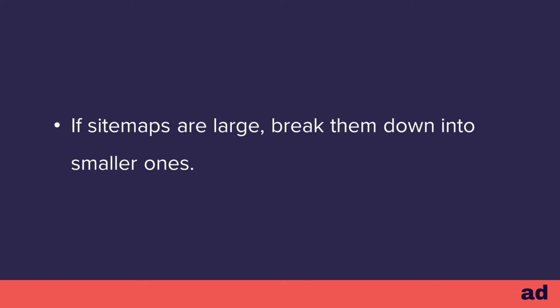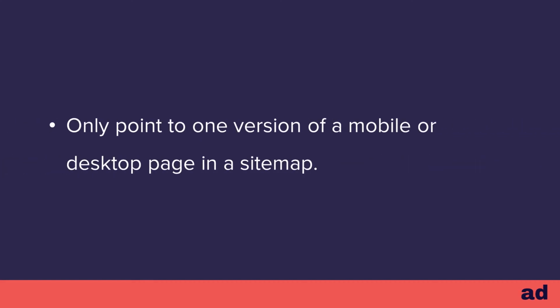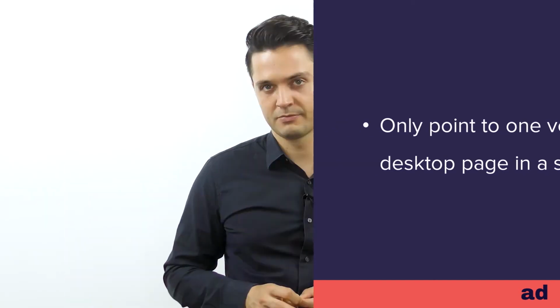If sitemaps are extremely large, containing over 50,000 separate URLs, break it down into smaller sitemaps to reduce the risk of your server being overloaded. If you have desktop and mobile versions of the same page, only build a sitemap pointing to one version of the page.